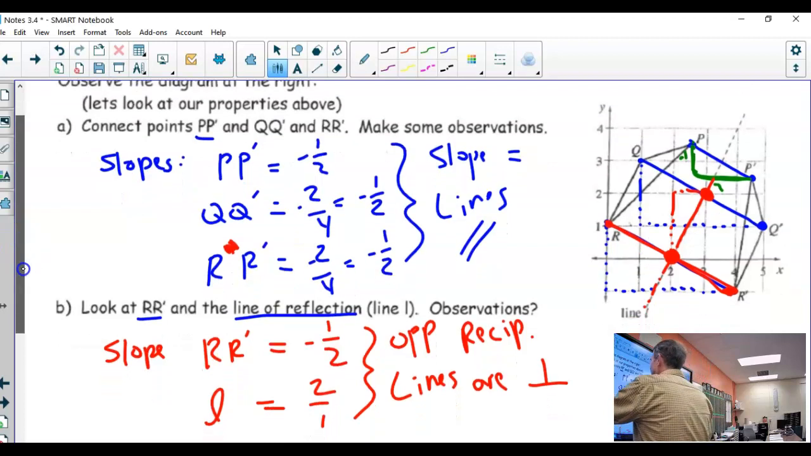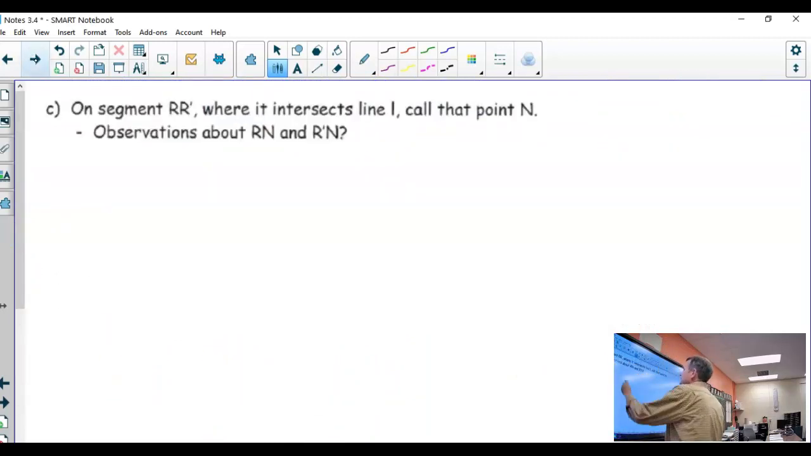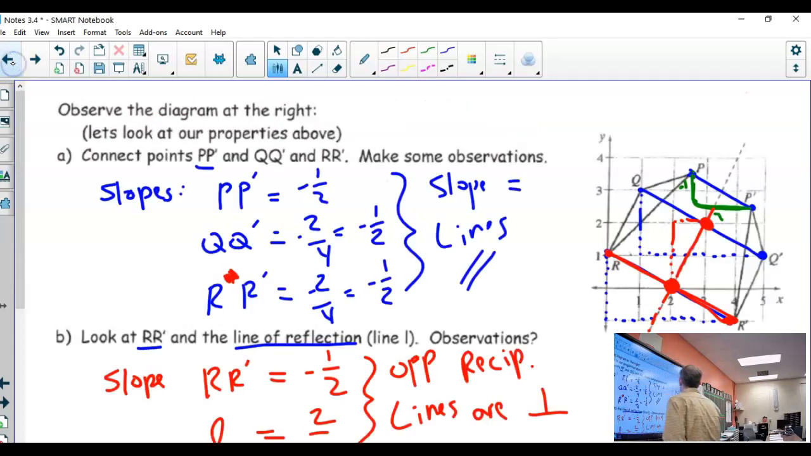And last up, I'm supposed to look at, on the segment R prime, where it intersects line L, we're going to call that point N. So it's asking me to call this point right here N. That is where the R prime intersects the line of reflection.